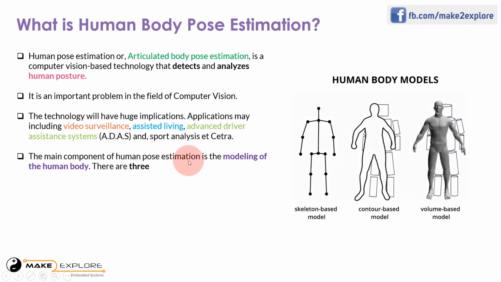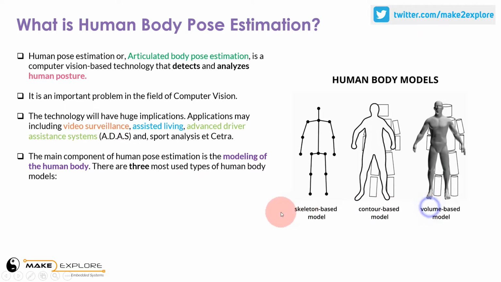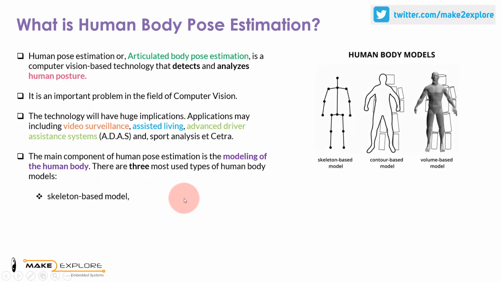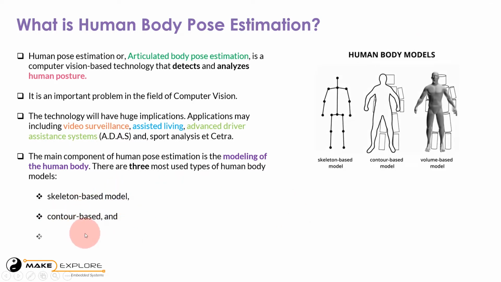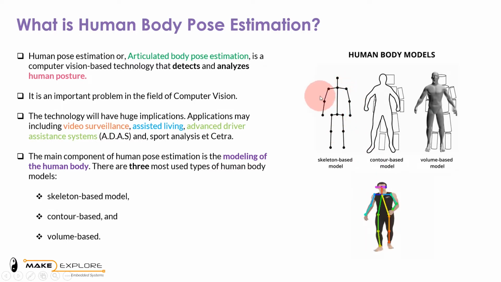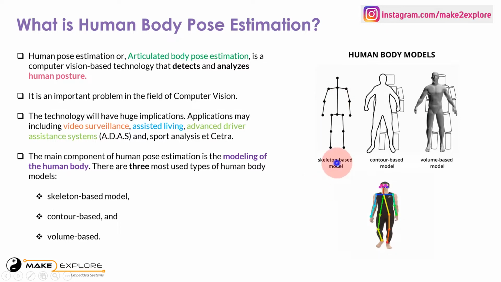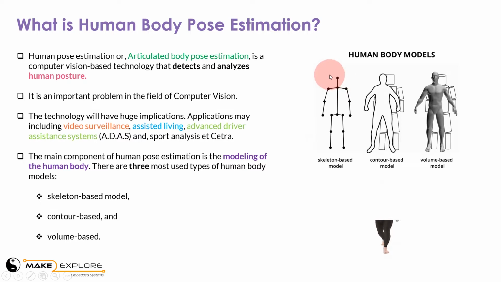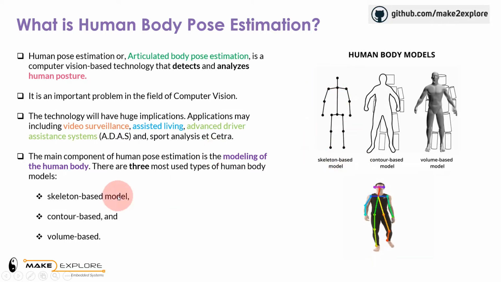The main component of human pose estimation is the modeling of the human body. There are three of the most used types of human body models: skeleton-based model, contour-based model, and volume-based model. Skeleton-based model consists of a set of joints, key points, like ankles, knees, shoulders, elbows, wrists, and limb orientations comprising the skeletal structure of a human body. This model is used both in 2D and 3D human pose estimation techniques because of its flexibility.